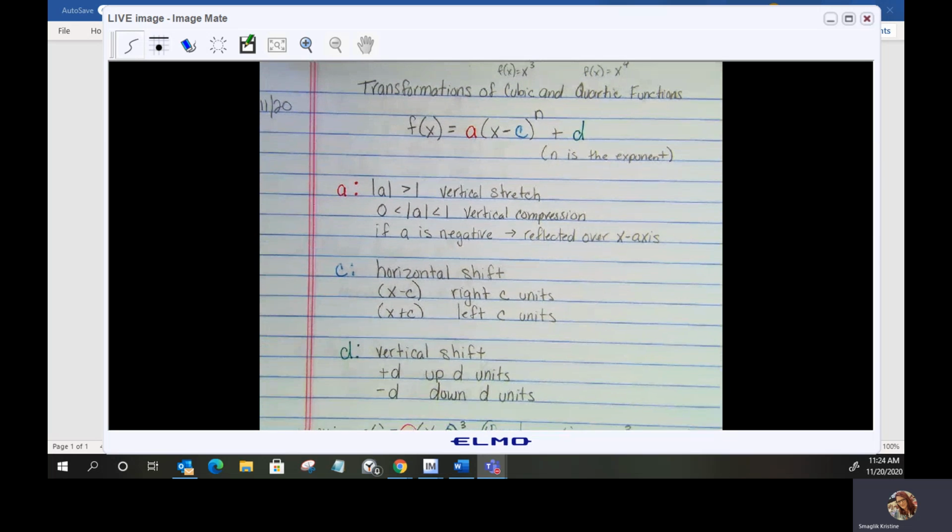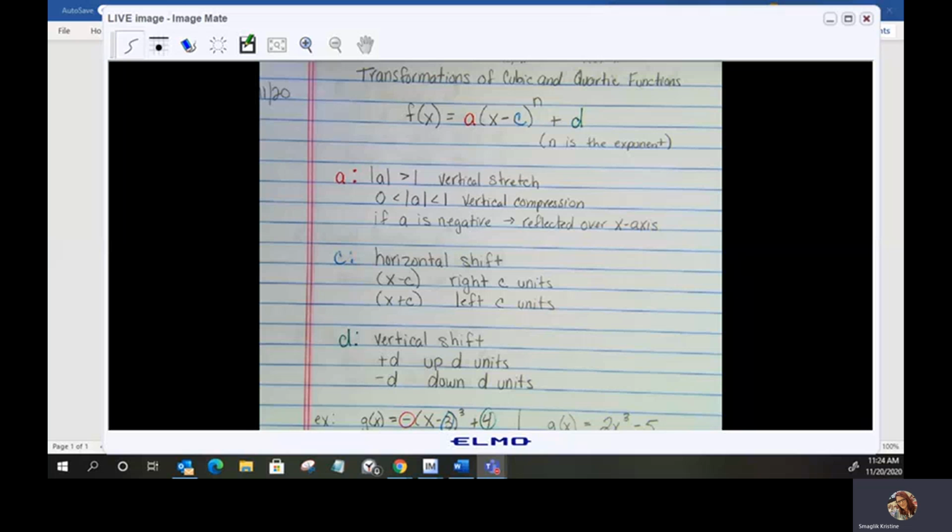So let's jog our memory. Your A value, that's going to be out front. If the absolute value of A, meaning if there's a negative out front, you just ignore the negative, is greater than 1, you have a vertical stretch. If the value of A, again disregarding any sign, is between 0 and 1, so it will be like a proper fraction or a decimal, you have a vertical compression. If A is negative, that's your reflection over the x-axis.